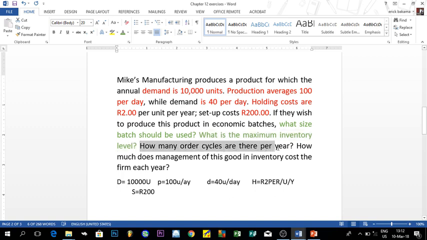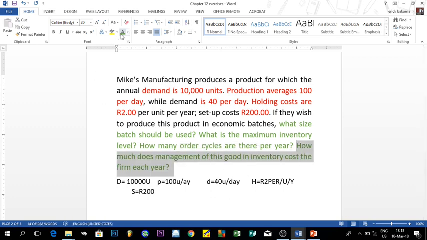The third one is how many order cycles there are per year. The order cycles here are the n that we need to find, the number of orders. Lastly, they ask how much the management of this good in inventory costs each year. They want us to know how much cost we need to pay every year to keep that product in stock, which leads back to what we need to find: the TC.